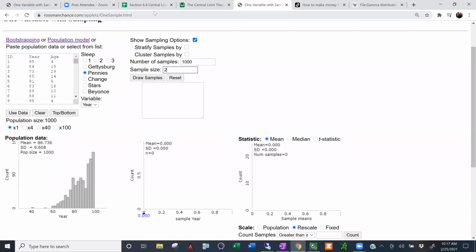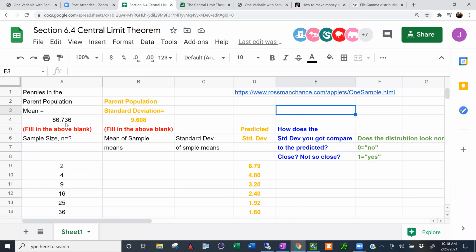In fact, if you got a second here, let's take a couple notes of what we get from this distribution. The mean of this distribution is 86.736, and the standard deviation is 9.608. So I want to take note of those things. And I've given you a spot to put those on that Google Sheets document that I sent you. In fact, there we go. We already got the mean and standard deviation here. So we should be good.